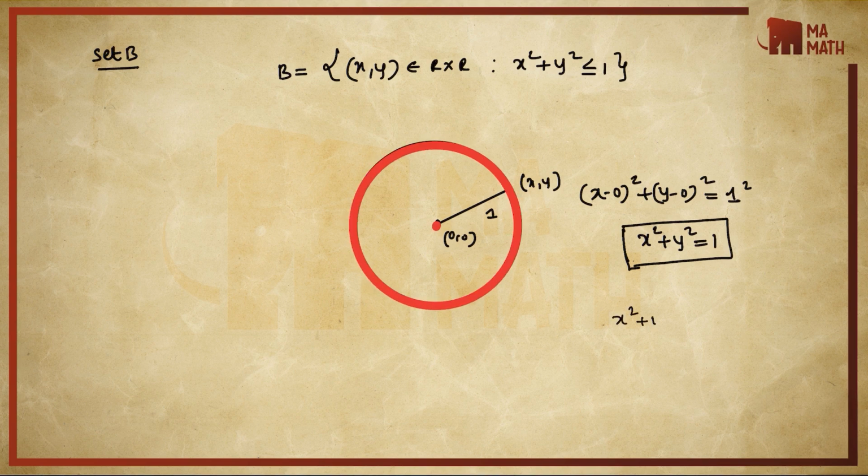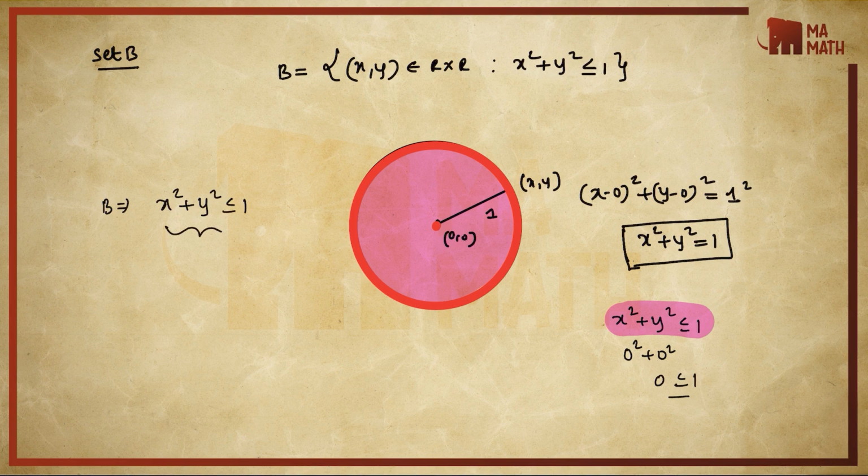Now when you say x square plus y square less than or equal to 1, what does it mean? Now you take any point inside the circle, for example 0, 0, which is the center of the circle. If you put 0 square plus 0 square, which will be 0, which is definitely less than or equal to 1. So clearly we can understand that any point we have inside the circle represents this entire x square plus y square less than 1 scenario. So every point inside the circle and also all the points on the circle as well combinedly represents this particular B set, which represents x square plus y square less than or equal to 1. This region is represented by this particular diagram. This pink region and the red is combinedly representing this particular region.